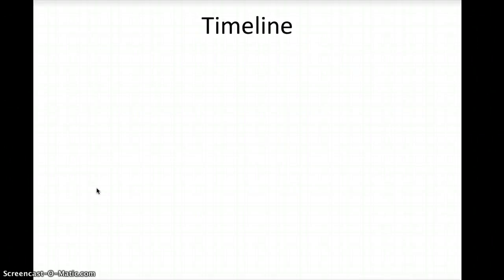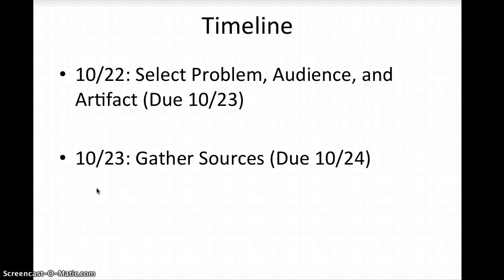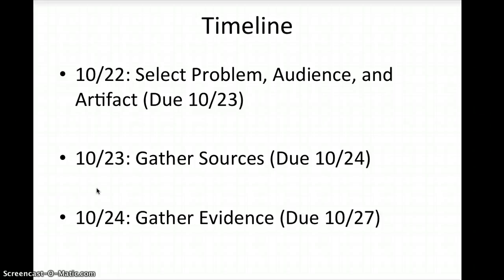Here's a quick timeline of what the rest of this week will look like. Today, you'll be selecting a problem, an audience, and an artifact to complete your final project. These are due tomorrow morning. Tomorrow, on the 23rd, on Thursday, you'll gather sources. The sources will need to be finalized by Friday, 10/24. Finally, on 10/24, on Friday, you'll gather evidence. The evidence will be due on 10/27 at the beginning of class.